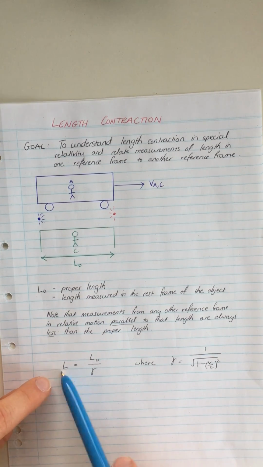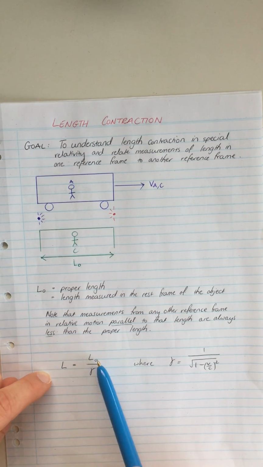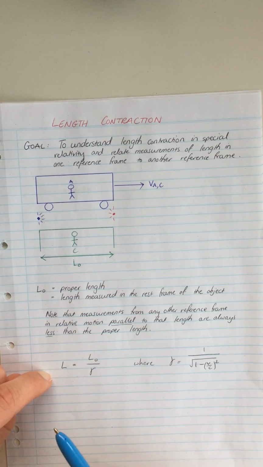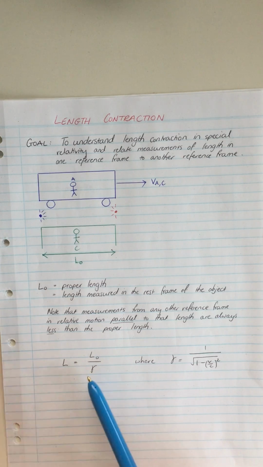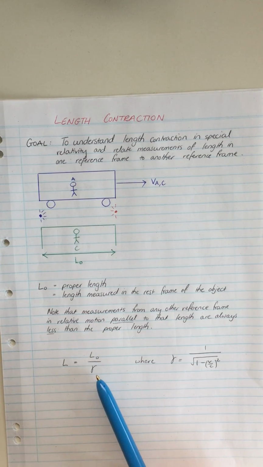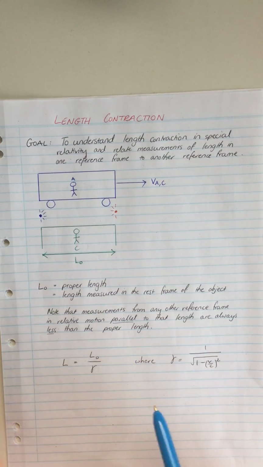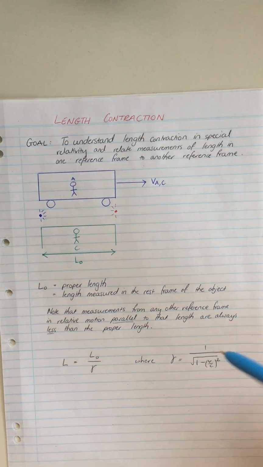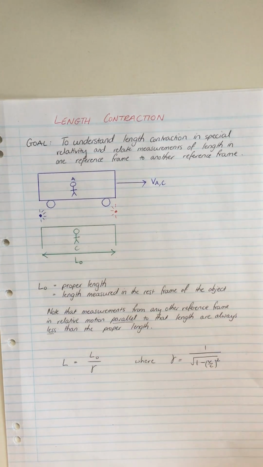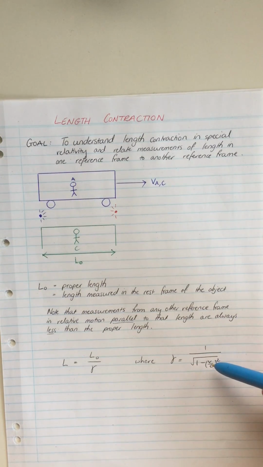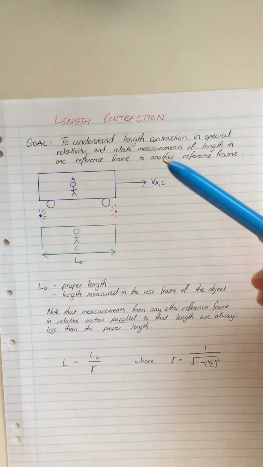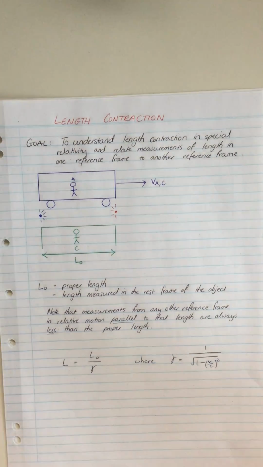So any other length is going to be equal to the proper length divided by this Lorentz factor, which we introduced in the previous lesson. So this gamma represents the Lorentz factor, and it's the exact same gamma as in that previous episode. So it's made up of 1 divided by the square root of 1 minus (v/c) squared, where v is the relative speed between the two reference frames.